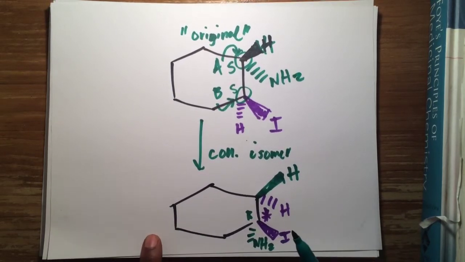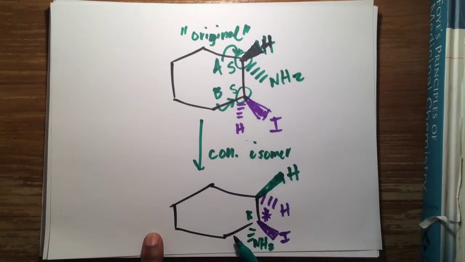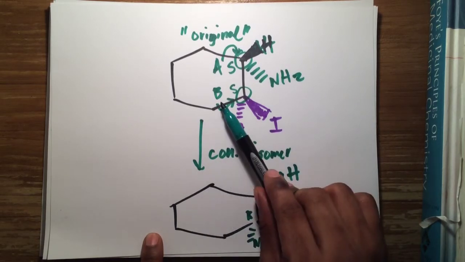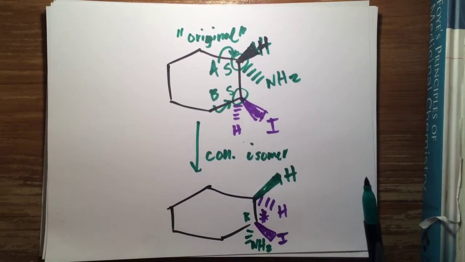Okay, so we finally finished this problem, and we figured out how to draw the constitutional isomer of this compound right here. We figured out what the R and S configuration was. And until next time, if you want to get good at this class, or this subject, you've got to practice, practice, practice.